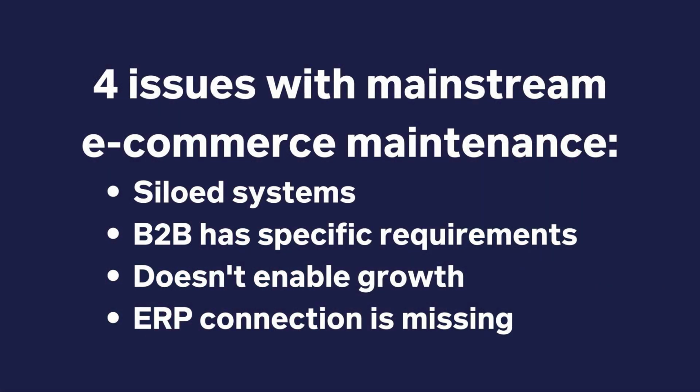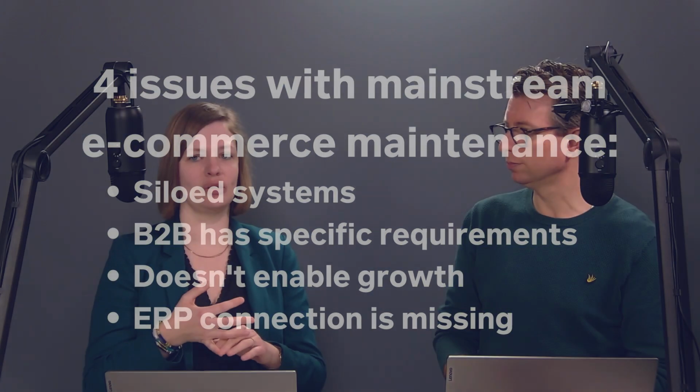We see that there are four main issues when it comes to the maintenance of a B2B e-commerce mainstream e-commerce platform. The four issues are siloed systems that don't communicate to each other or don't communicate fast enough. It's a B2C focus, when we've seen that B2B has some specific requirements. It's platforms that don't enable your growth internationally, for example, and a platform where your business logic is not reflected, and that doesn't have an ERP connection. If you can't measure it, it doesn't exist, right?